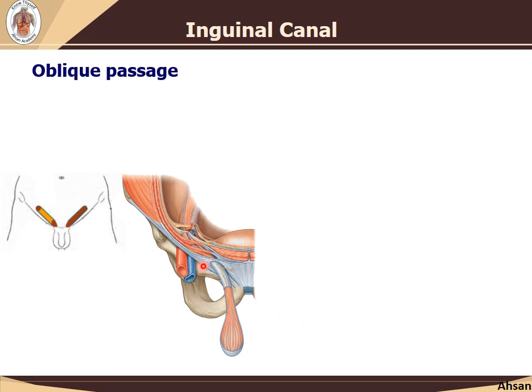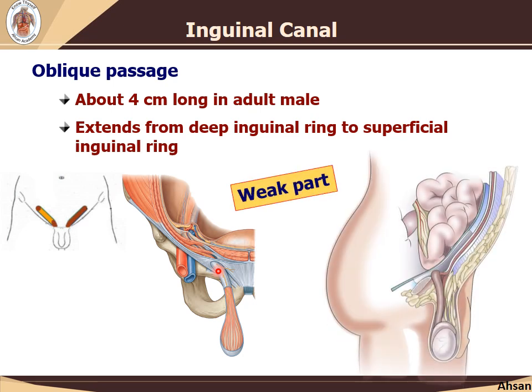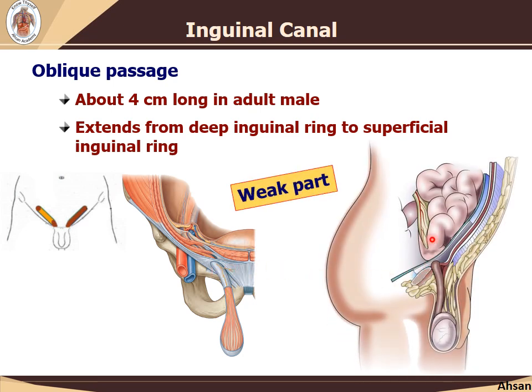So it's an oblique passage that is about 4 centimeters long in the adult male and extends from the deep inguinal ring to the superficial inguinal ring, and so it is a very weak point and always pressed by the internal organs, that is intraperitoneal organs, always pressing this lower part because of the gravity pull.